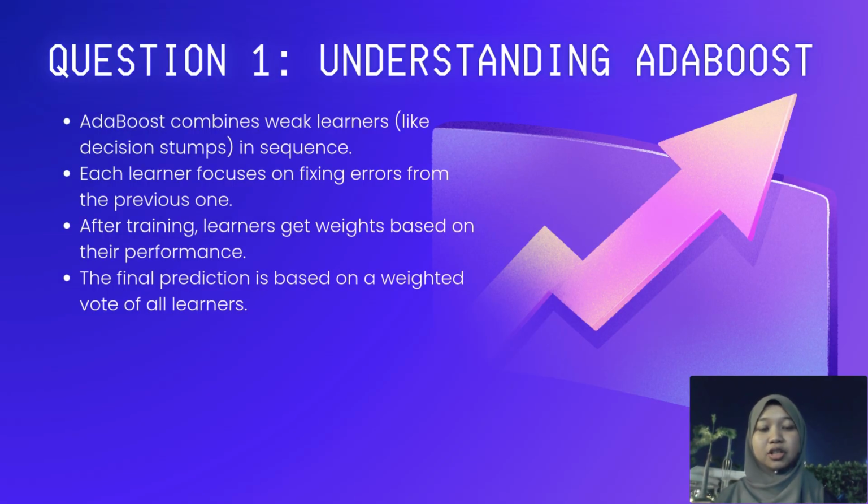For the introduction of AdaBoost, AdaBoost combines weak learners in sequence. Each learner focuses on fixing errors from the previous one. After training, learners get weight based on their performance. The final prediction is based on the weighted votes of all learners.